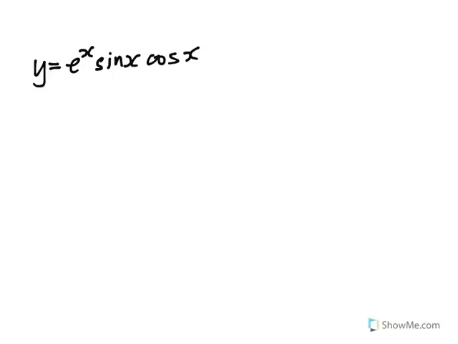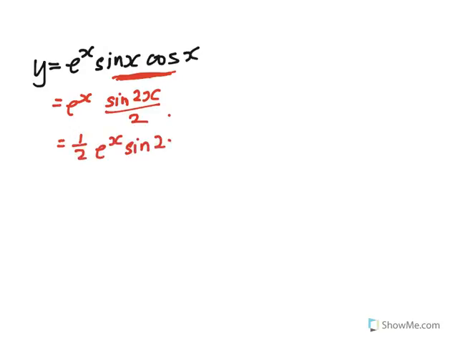Actually, if you look at sine x times cos x, sine times cos, cos times sine, what comes to your mind? Actually, you can do double angle, and you acknowledge this is just e to the power x times sine 2x over 2, right? So it's just the same as a half e to the power x sine 2x. Okay, then now what's next?